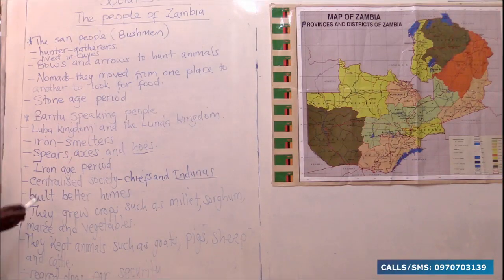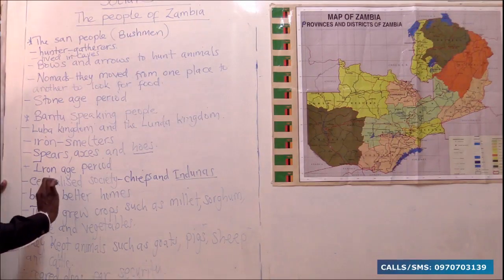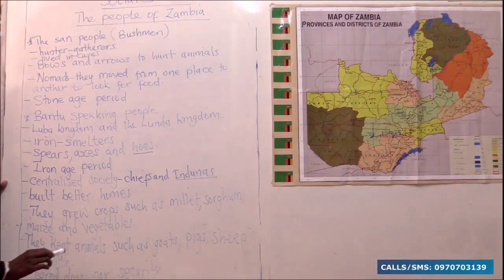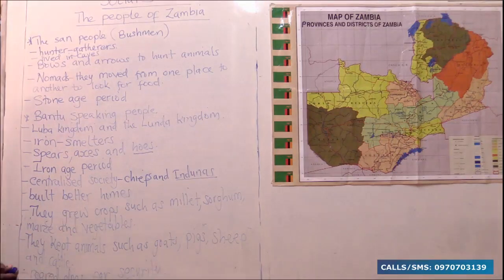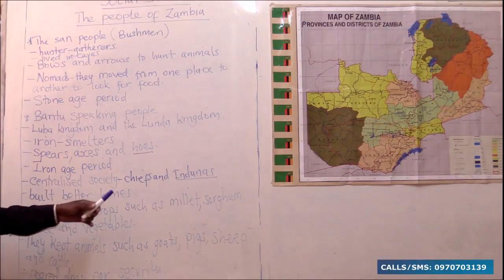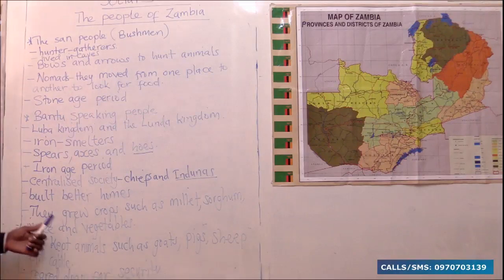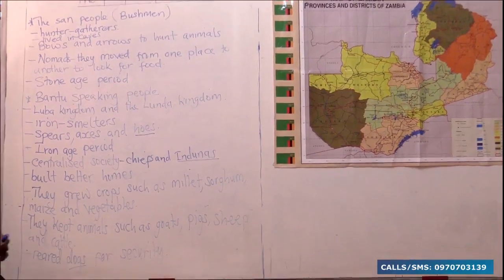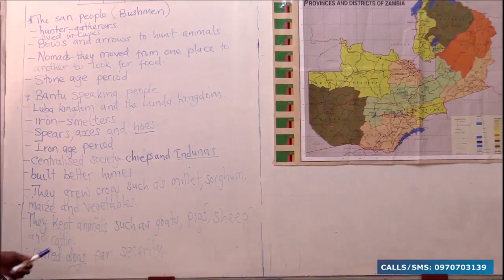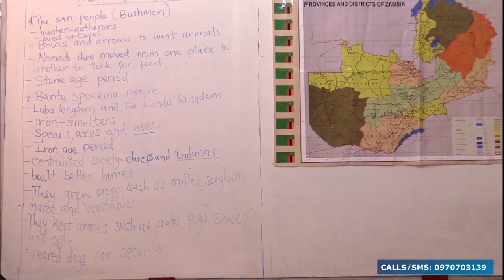We've also said the Bantu-speaking people had a centralized society, meaning that they had chiefs and indunas who ruled over them. They built better homes. They grew crops such as millet, sorghum, maize, and vegetables. They kept animals such as goats, pigs, sheep, and dogs for security.